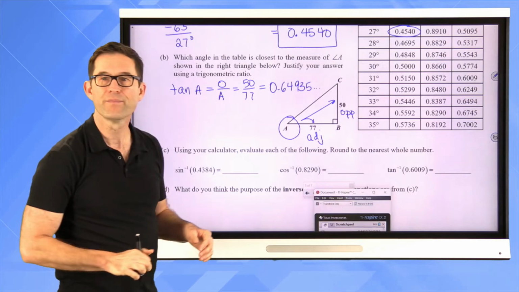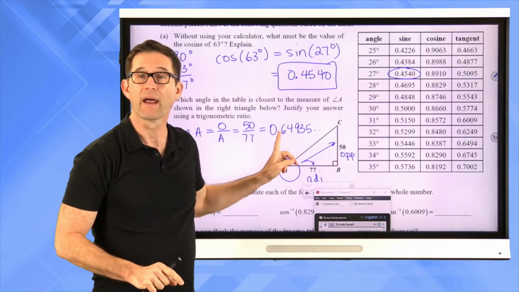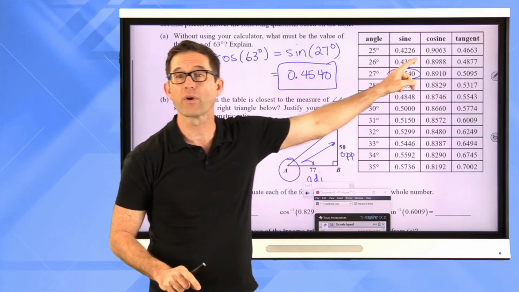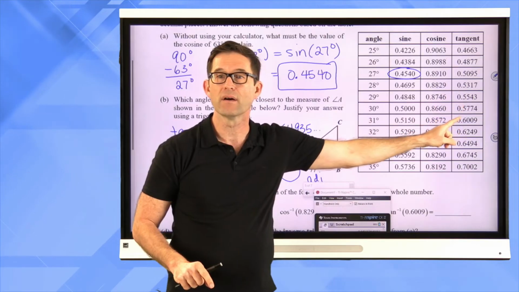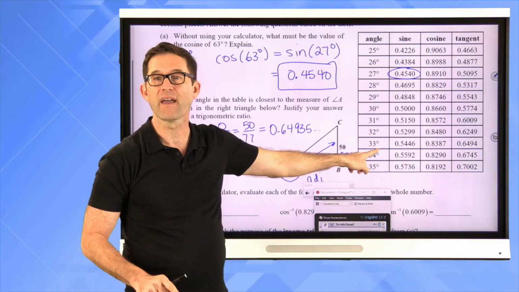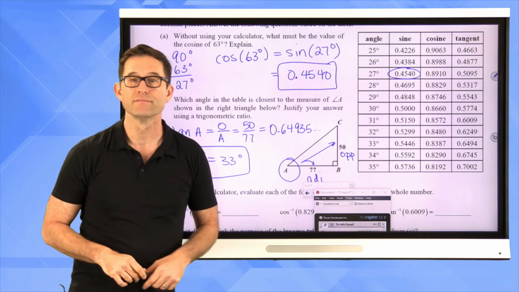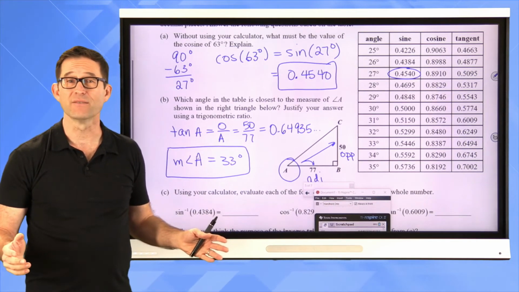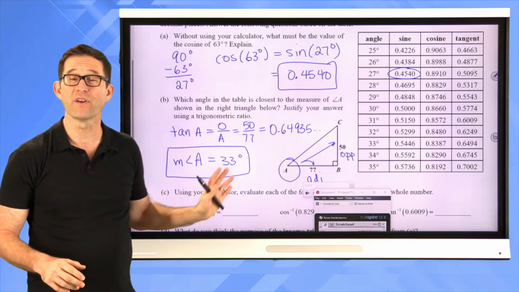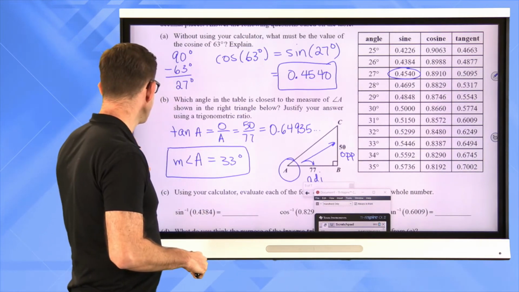Okay, and now if I look at my table and I go to my tangent column and I look for this particular value, 0.649, let's see, do we have it? There it is, 0.6494. That looks like A is 33 degrees. Or maybe I should say the measure of angle A is 33 degrees. All right, that's it. We can use that table to help us figure out what the measure of angle A is. But there's actually a quicker way to do it. Let's take a look at part C.